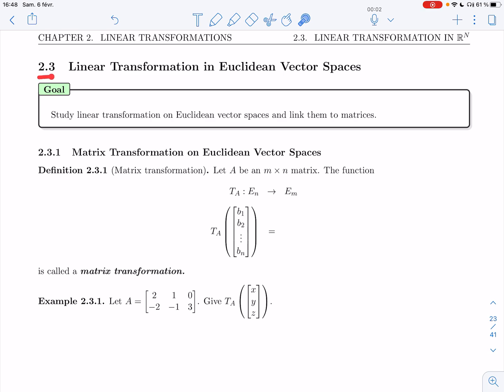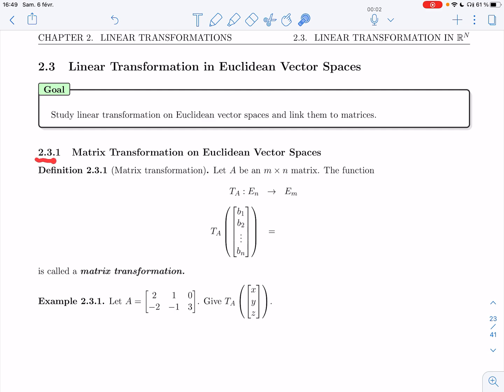So we're going to look at linear transformation in Euclidean vector spaces, so in R^n with the standard vector operation. All right, so our goal is to study linear transformation on Euclidean vector spaces and link them back to matrices. A couple of videos ago, we talked about the invertibility theorem, and I said it was a generalization of the one on matrices, but it looked the same, but not clear how matrices link to linear transformation. That's what we'll see now.